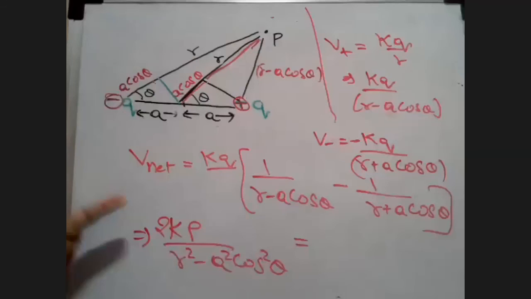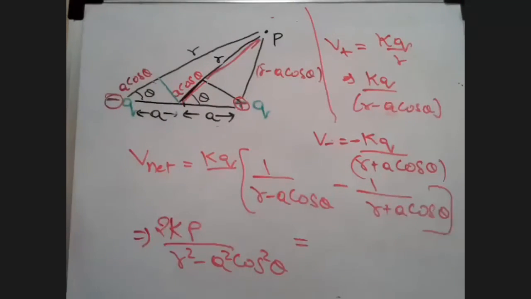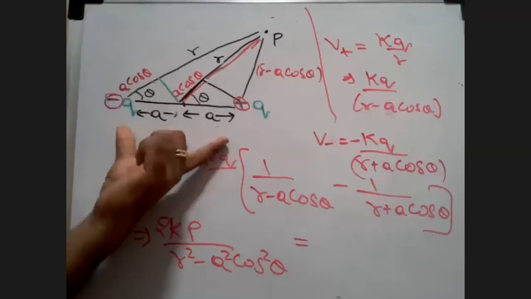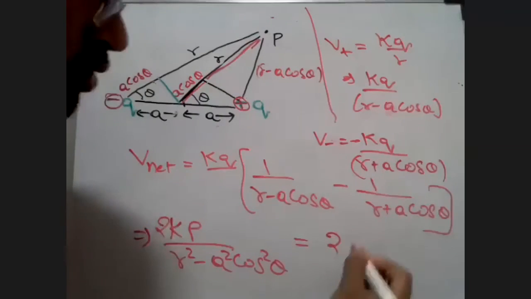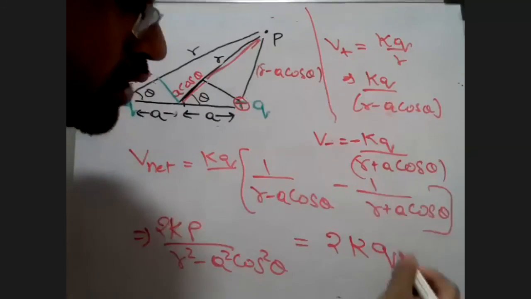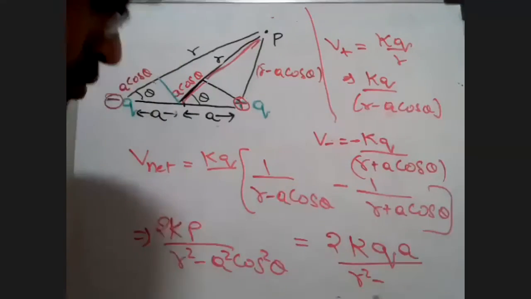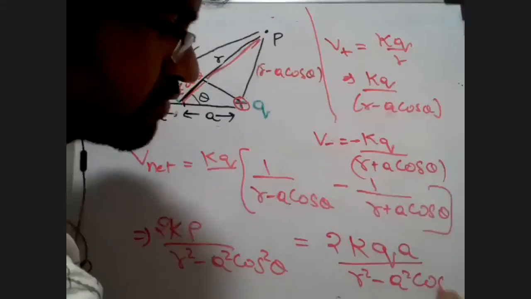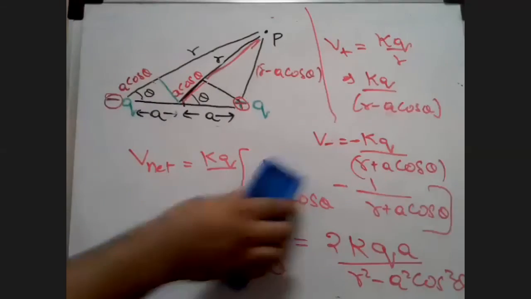Look here now. Now carefully look. What is P? What is the distance? Is P equal to Q into 2A? Yes, sir. Now don't write A. So I can write 2 K Q into A upon R square minus A square cos square theta.